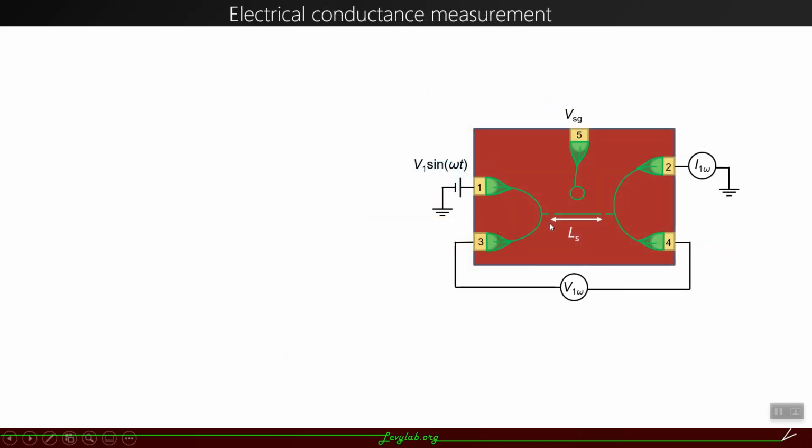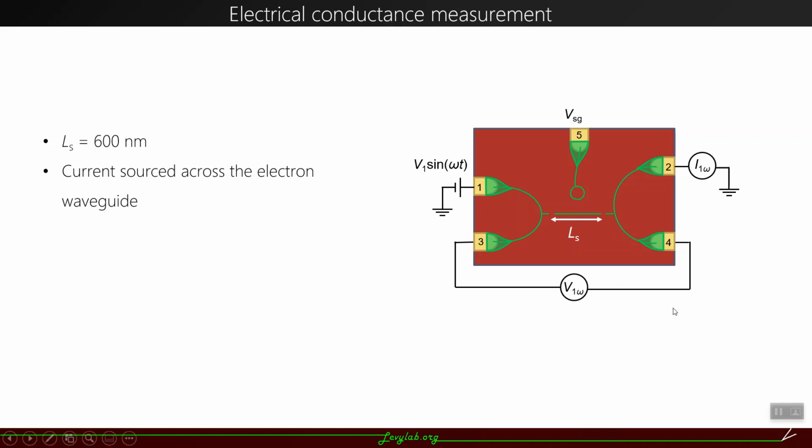On the right, the device configuration. In our experiment, first, we'd like to measure the electrical conductance to characterize the electron waveguide. So our electron waveguide is 600 nanometers long, and in the experiment, we source current across the nanowire to measure the four-terminal conductance of the electron waveguide.